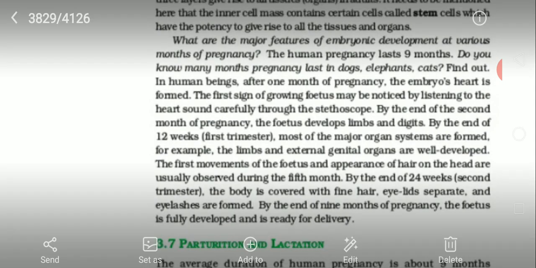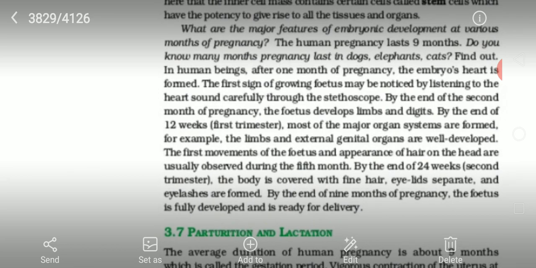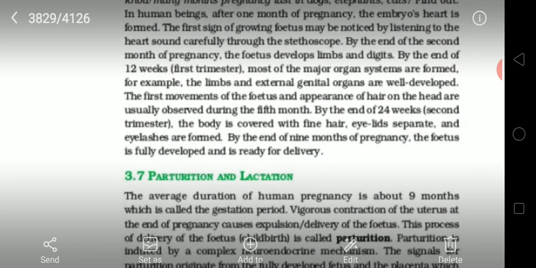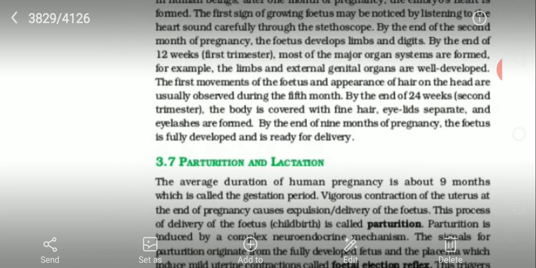The first movement of the fetus and appearance of hair on the head are usually observed during the 5th month. By the end of 24 weeks, the body is covered with hairs, eyelids separate, and eyelashes are formed. By the end of the 9 months of pregnancy, the fetus is fully developed and is ready for delivery.